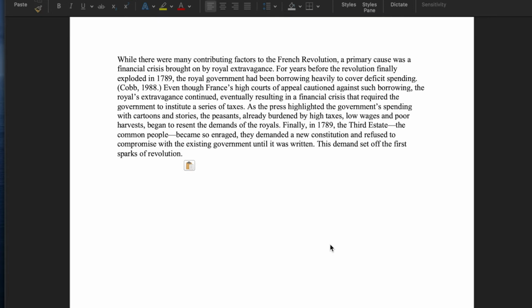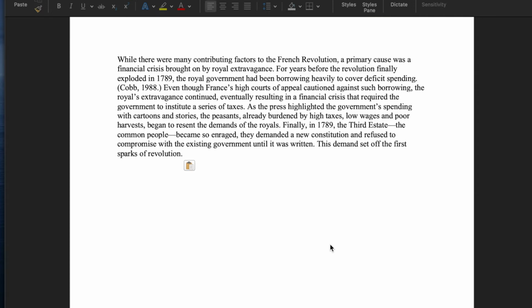Even though France's high courts of appeal cautioned against such borrowing, the royals' extravagance continued, eventually resulting in a financial crisis that required the government to institute a series of taxes. As the press highlighted the government's spending with cartoons and stories, the peasants, already burdened by high taxes, low wages, and poor harvests, began to resent the demands of the royals. Finally, in 1789, the Third Estate, the common people, became so enraged they demanded a new constitution and refused to compromise with the existing government until it was written. This demand set off the first sparks of the revolution.